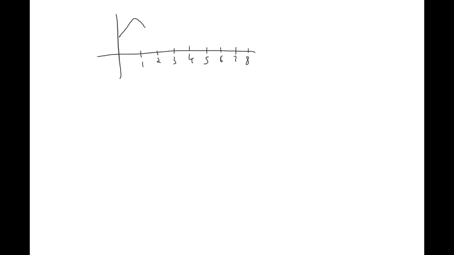Goes down a little at 2. Goes back up a little at 3. Goes down to the axis at 4. Goes down to 5. This is smooth, not sharp. 6. Up at 7. Down at 8, and all the way down. So this is the graph of f prime.